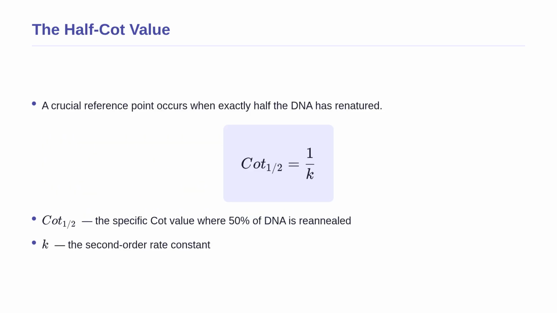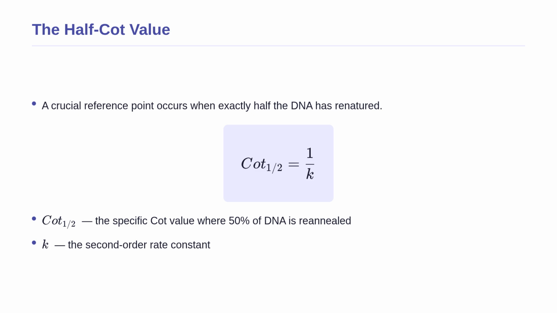This integrated equation leads us to a very important reference point on any COT curve, known as the half-COT value. Conceptually, this specific point occurs when exactly half of the single-stranded DNA has successfully renatured into double strands. If we plug the fraction 0.5 into our integrated equation, it simplifies beautifully to this formula. The half-COT value equals 1 divided by the rate constant k.